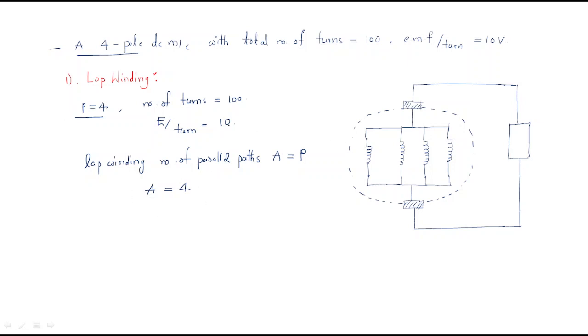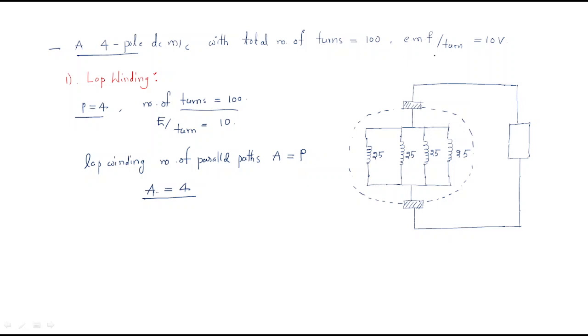That's why, with 100 turns, I can divide these turns into 4 groups. This is one, this is one, this is one, this is one. That means the 100 turns consist of 25 turns in each group. Why? Because it must have only 4 parallel paths, otherwise it is not possible.